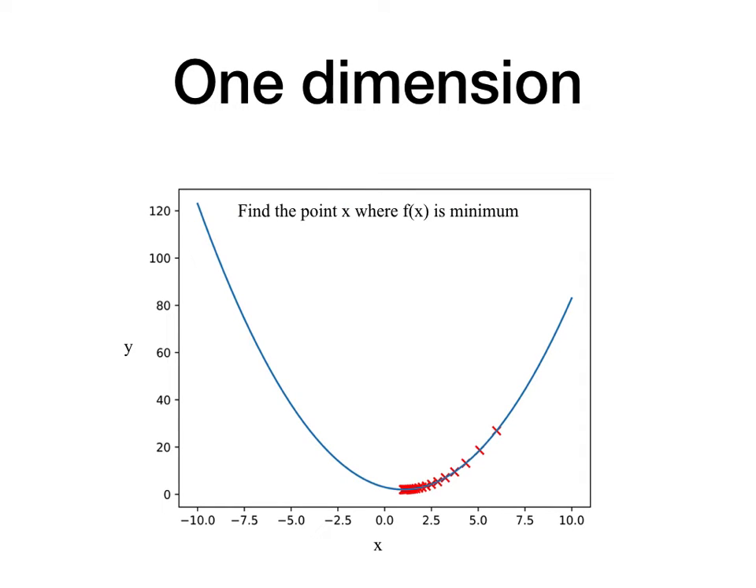So this is an example of one-dimensional minimization. It's considered one dimension because the function f of x is only dependent on one parameter x. The point of the algorithm is to find the minimum point x where f of x is basically the lowest. And you can see the red crosses, which is basically the path taken to minimize the function.